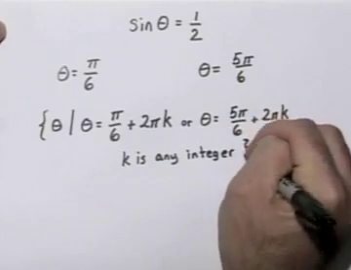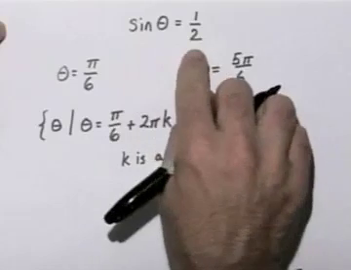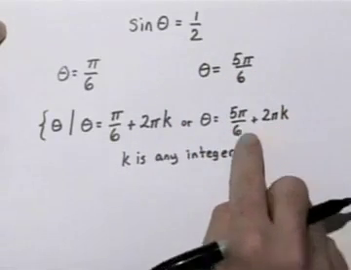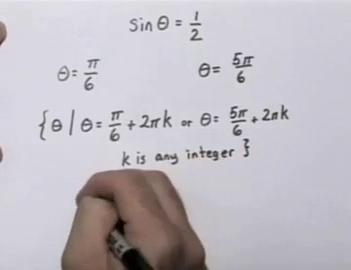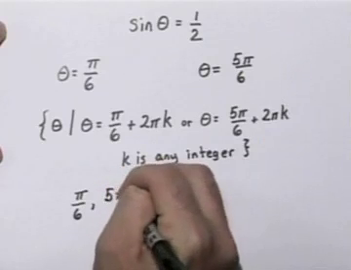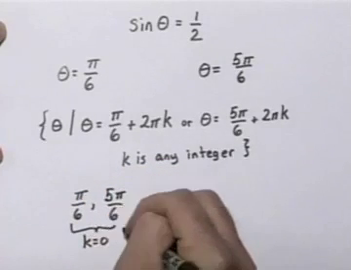Now, if I want specific values of the angle theta such that the sine is 1/2, I just substitute various values of k into these formulas. So for example, if k is 0, I would have that the angles are pi over 6 and 5 pi over 6. So that corresponds to k equals 0.